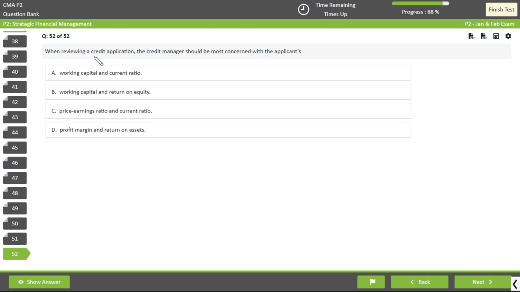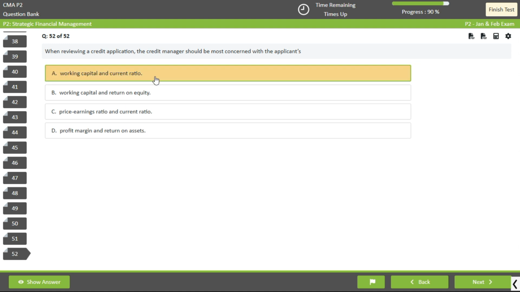Next, when reviewing a credit application, the credit manager should be most concerned with the applicant's working capital and current ratio. Yes. Return on capital, no. Price earning ratio, no. Profit margin, return on assets, no. So we only have to focus on the liquidity ratios, and the liquidity ratios are working capital and the current ratio. Working capital and current ratio is the correct option.